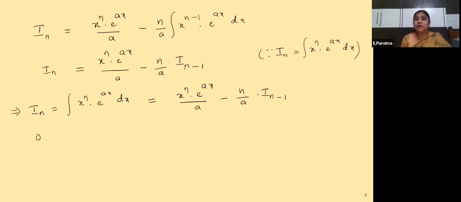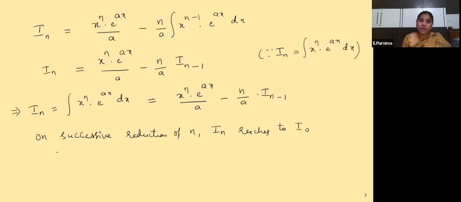Where do we reach? Up to I0, or I naught. Understood? So whatever may be the n value, because n is a positive integer, we reach up to I0. On successive reduction, depending on the n value, that many steps of integration we do. So on successive reduction of n, In reaches up to I0.